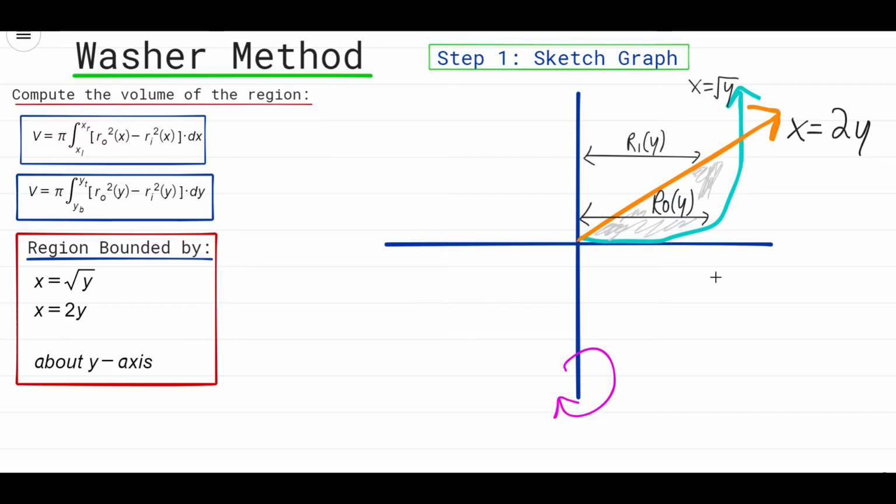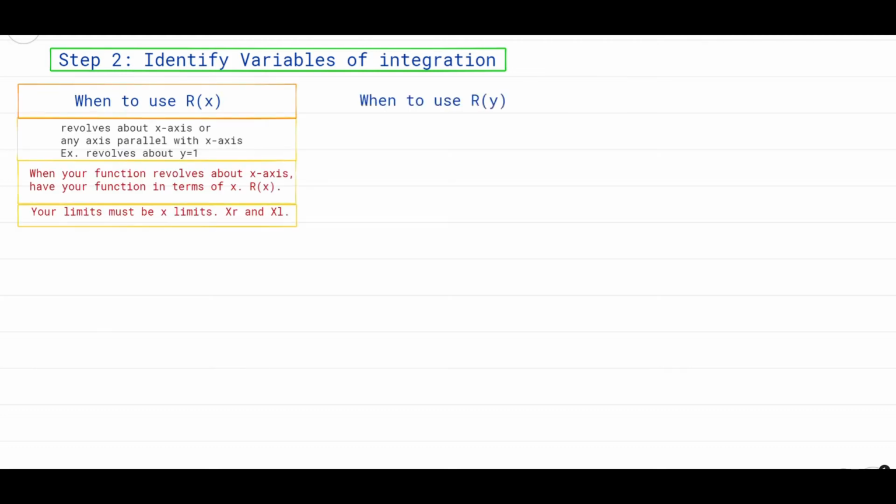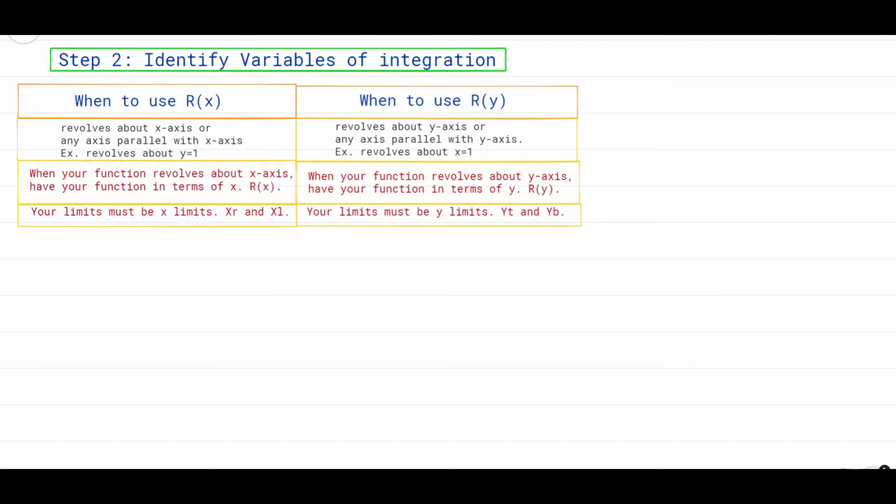So now let's set up the variables of integration. So for step 2, we're going to identify the variables of integration. And again, familiarize yourself with this chart. Make note of it if you haven't yet. I think it makes it easier to solve. And I want to make a note that the R_o is farther from the axis of revolution and the R_i is closer to the axis of revolution.